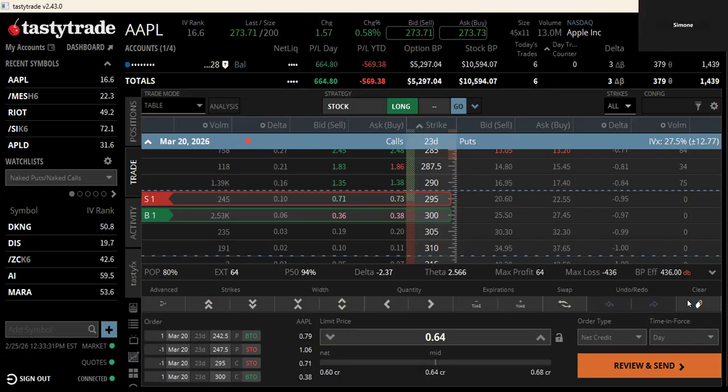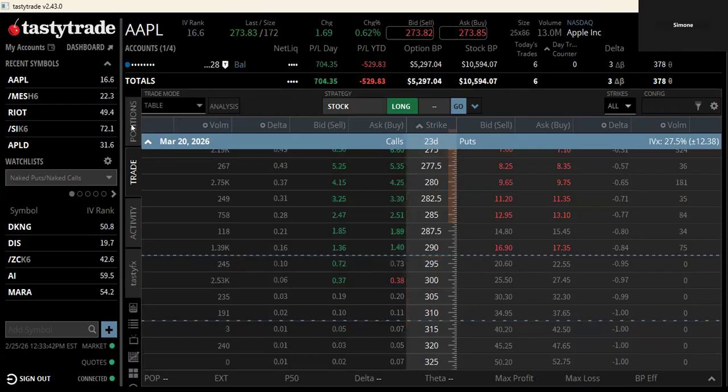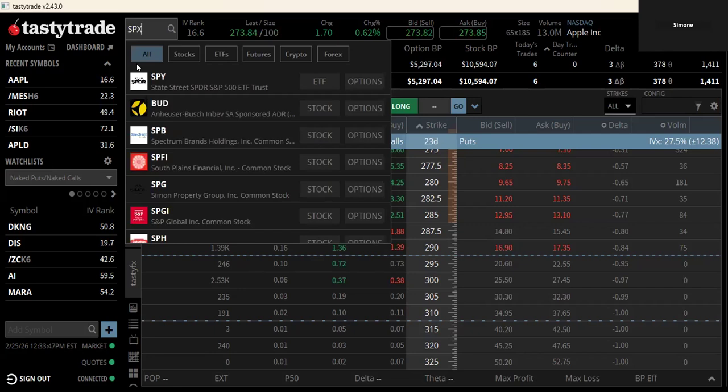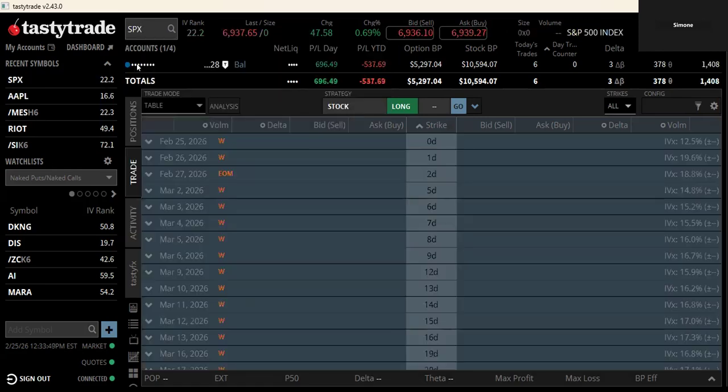I do it on particular stocks, but I'm not doing it on Apple because this is an okay return, but I feel like I can do better. But here is what I do it on: SPX. So on the SPX, I'm trading the index, which is the S&P 500 index.